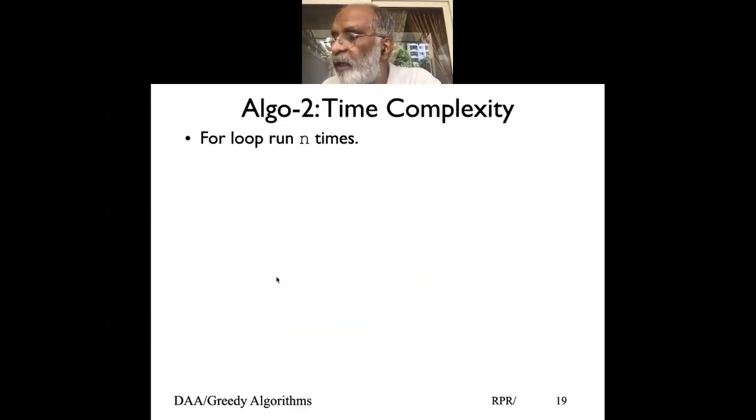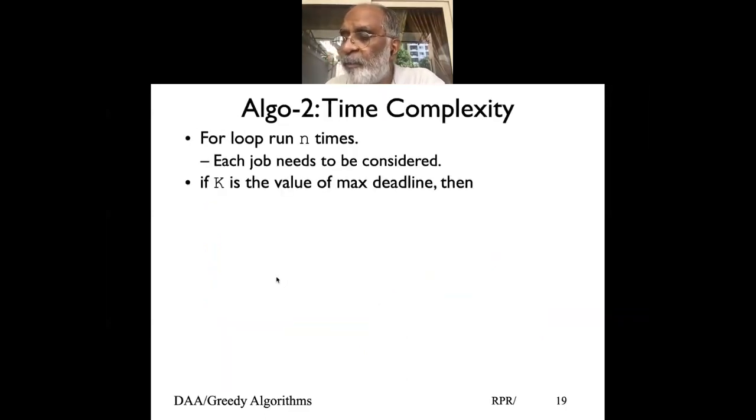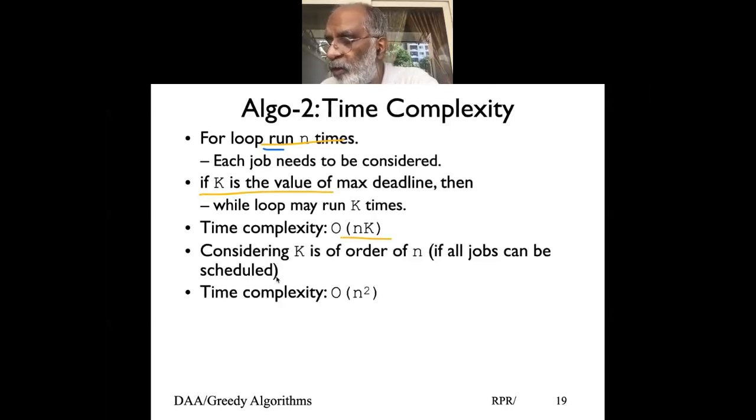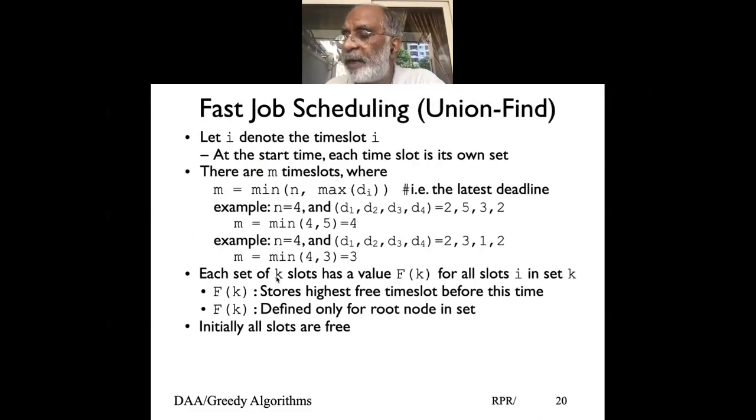Can we do still better? And that is what we look at, as I said. The main loop runs n times, and since k is the max deadline, the loop may run a maximum of k times, so it is order nk, or since k is order of n, order n square. Can we do better? And this is where we'll use what is called the union find algorithm.